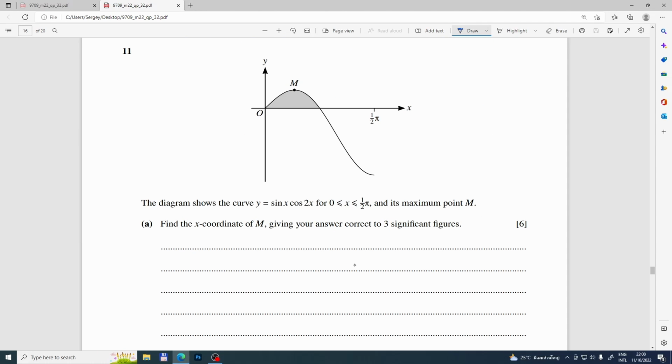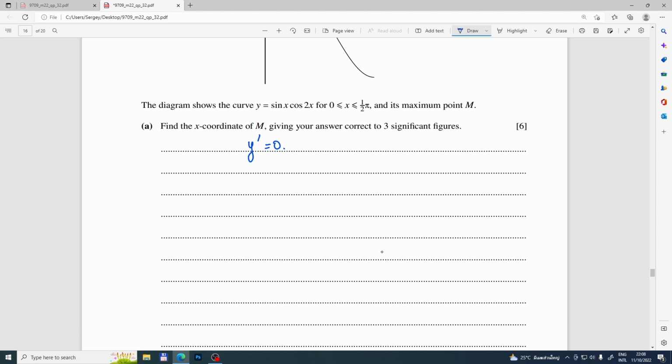Okay, and in the last question, we have to find the x-coordinate of M, which is the maximum point on a curve, which means that y derivative at this point equals 0. So first, let's find y derivative using the product rule. Y derivative equals cosine x times cosine 2x minus 2 sine 2x times sine x, and that must be equal to 0. Now, I'm going to use the double angle formula for cosine 2x and sine 2x.